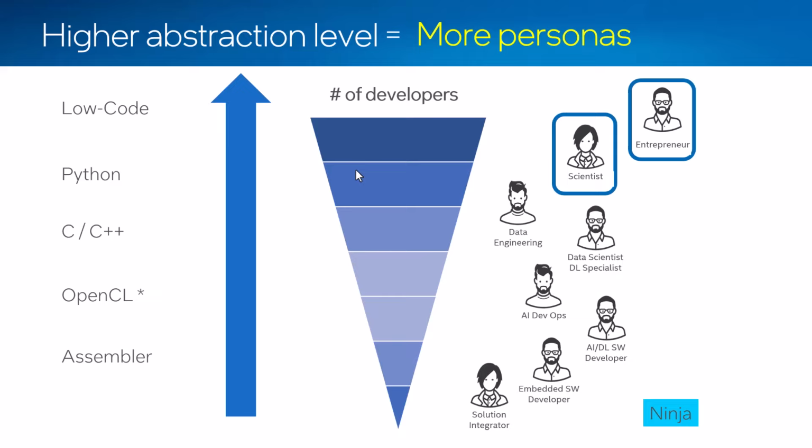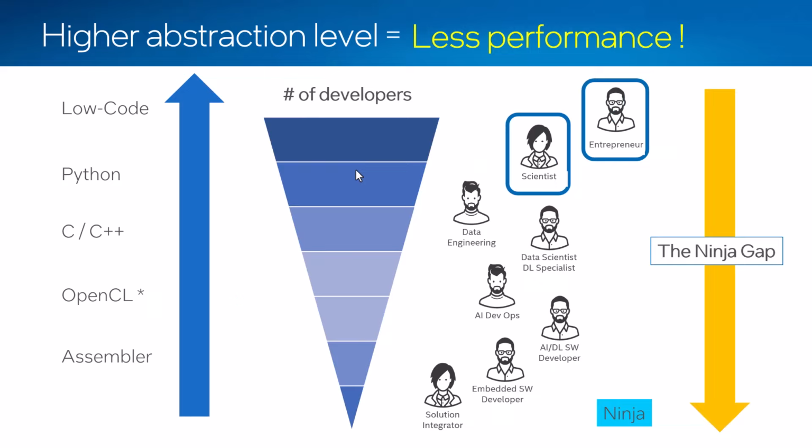One of the problems with going up the abstraction level is that sometimes it means going down in performance. And this is what we call the ninja gap. The performance we're losing by not coding directly in C++, for example. And the performance gap is just growing. There is, on one hand, a huge pressure on productivity to get products faster, but there's also a huge demand for more compute power.